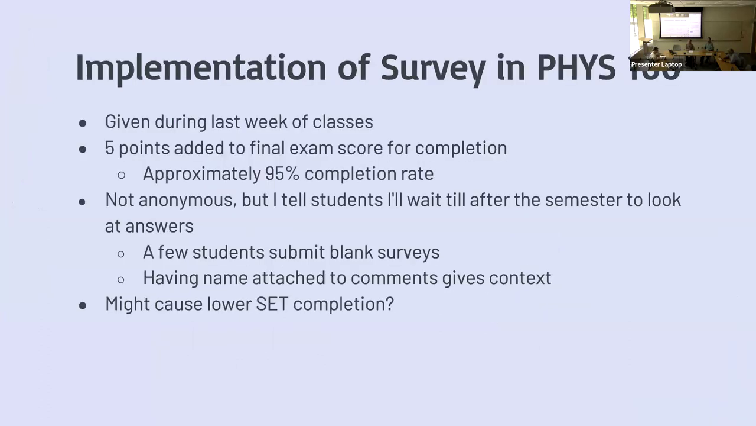One of the things I did when implementing the survey, we had some discussions about whether to do this anonymously, or how to get students to actually take it seriously. What I did for 160 is I gave this during the last week of classes via Canvas. It was just a quiz set up on Canvas. And I told the students that if they completed it, I would add 5 points to their final exam score. So not overall grade, but just the final exam itself. Across the three semesters I've done this now, I've gotten about a 95% completion rate. Almost all students do it.